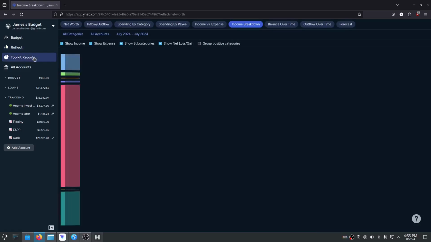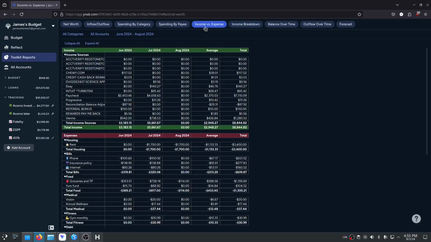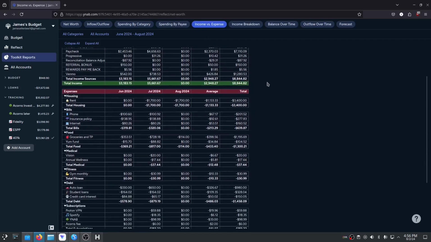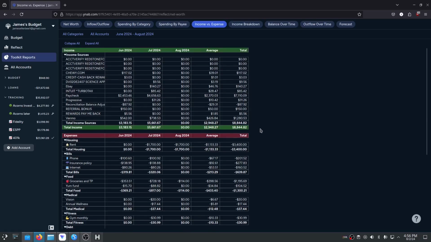Okay, so here are the toolkit reports. Here you can see the toolkit's variant of the income versus expense versus the Reflect one. It's much more condensed, and it's easier to see the data side by side, in my opinion. So here's the income versus expense for July.